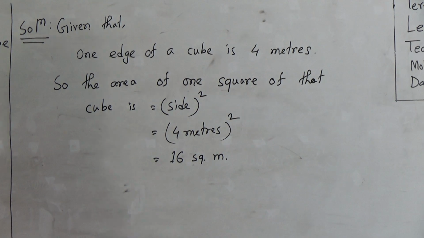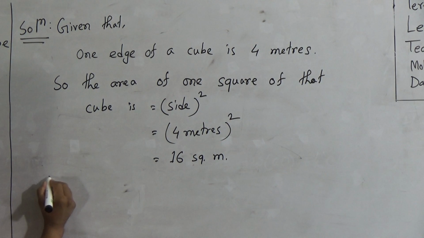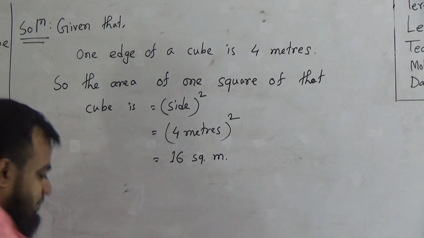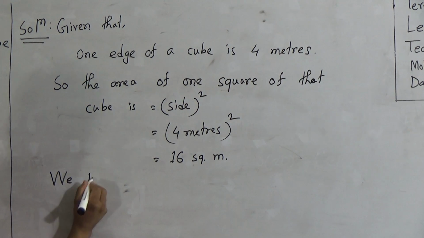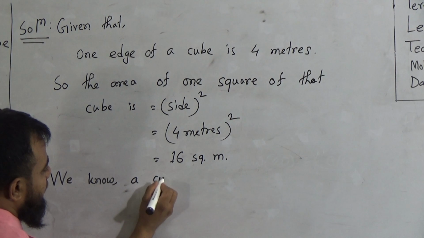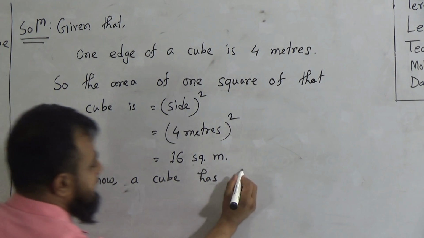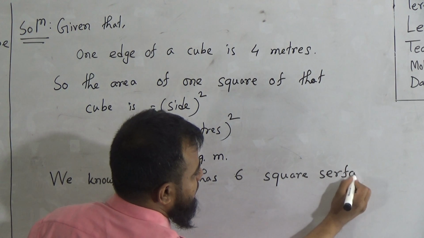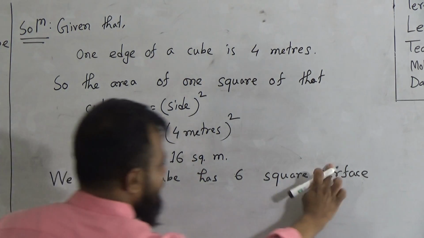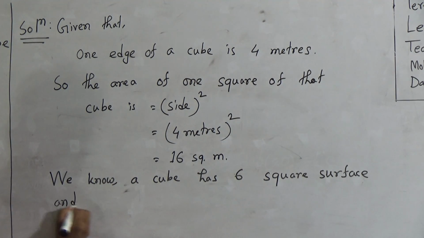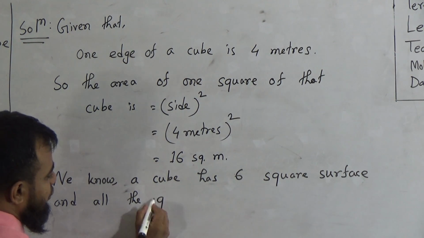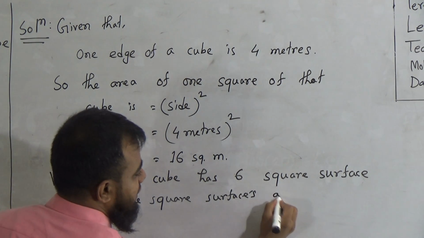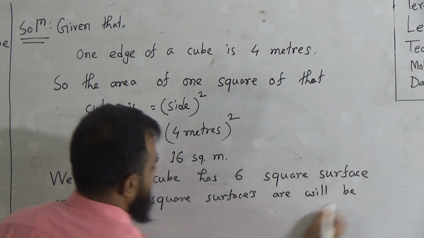Okay, and we know that the cube has 6 square surfaces, so we can write: therefore, or we can write, we know that a cube has 6 square surfaces, and all the square surfaces' areas will be equal.